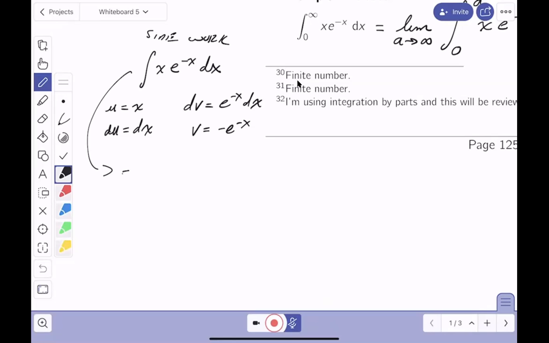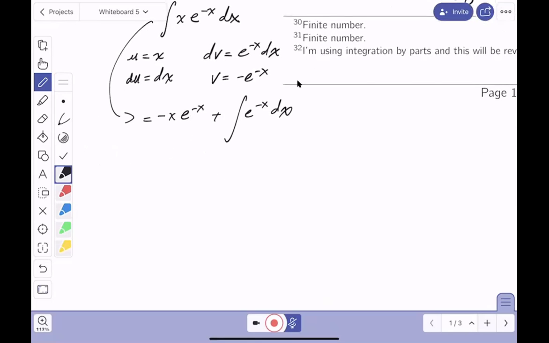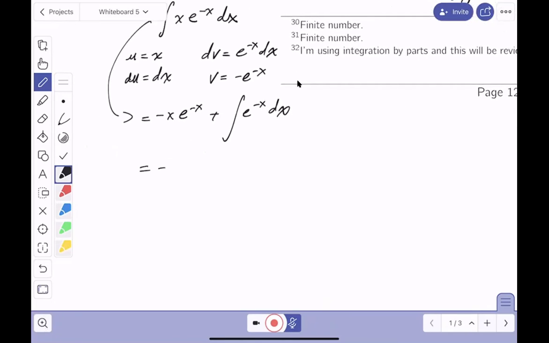So what do you get over here? Equals minus x e to the minus x, minus the integration. Well, now it's minus a minus, so plus e to the minus x dx. And I can certainly do that. What do you get over here? Minus x e to the minus x, minus e to the minus x, plus some constant of integration. So I know I can do the integration.